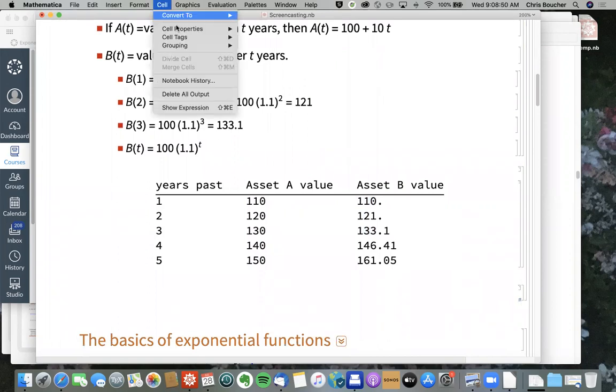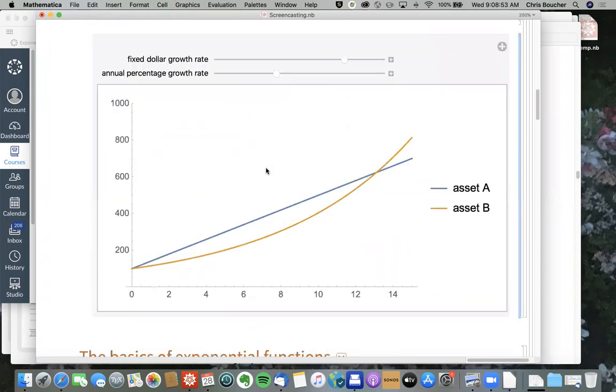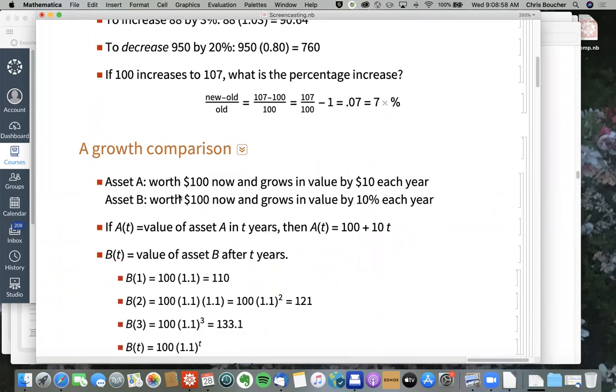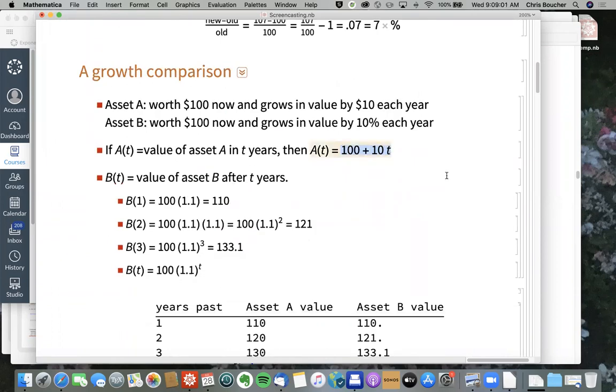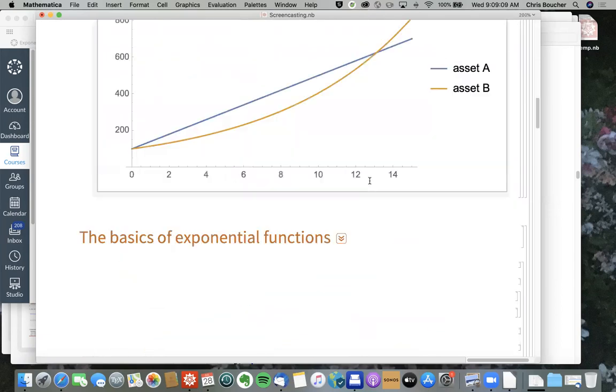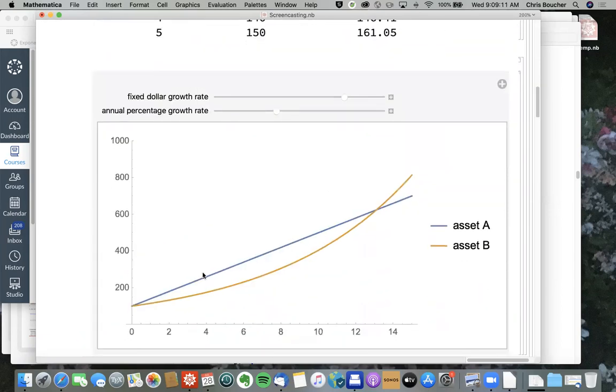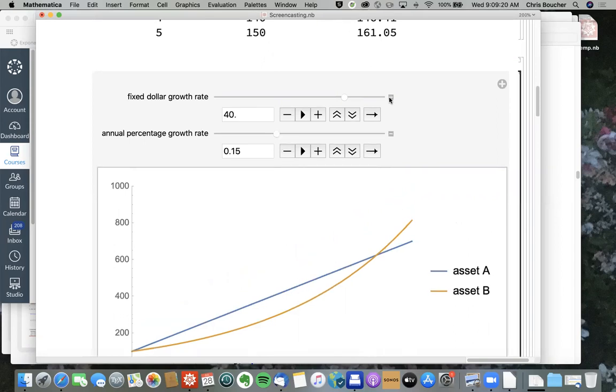Here are the graphs of the 2 functions. Right, so asset A is, and notice, by the way, I should have mentioned this here, asset A is a linear function, right? We talked about linear functions before. Slope or average rate of change is 10, y-intercept is 100. So asset A, of course, graphs as a straight line. That's a linear function. And here's the value of asset B, and I've allowed us to vary the fixed dollar growth rate. So here asset A is growing by $40 a year and asset B by 15% a year.